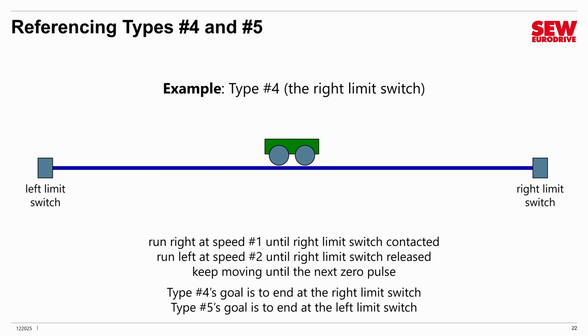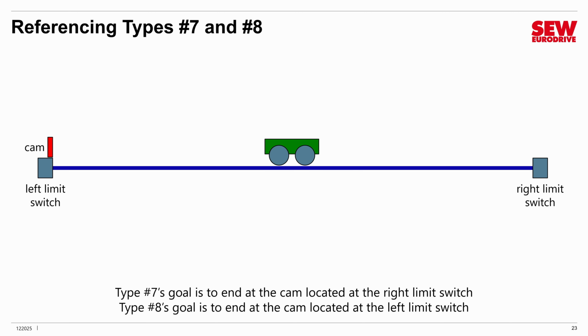What you do is you run at the higher speed until you touch the limit switch, then you back off it just until it releases, and you do that at slower speed. You keep moving until the next zero pulse, and that's that. So here we go. Touch it, back away from it, stop. You're referenced.